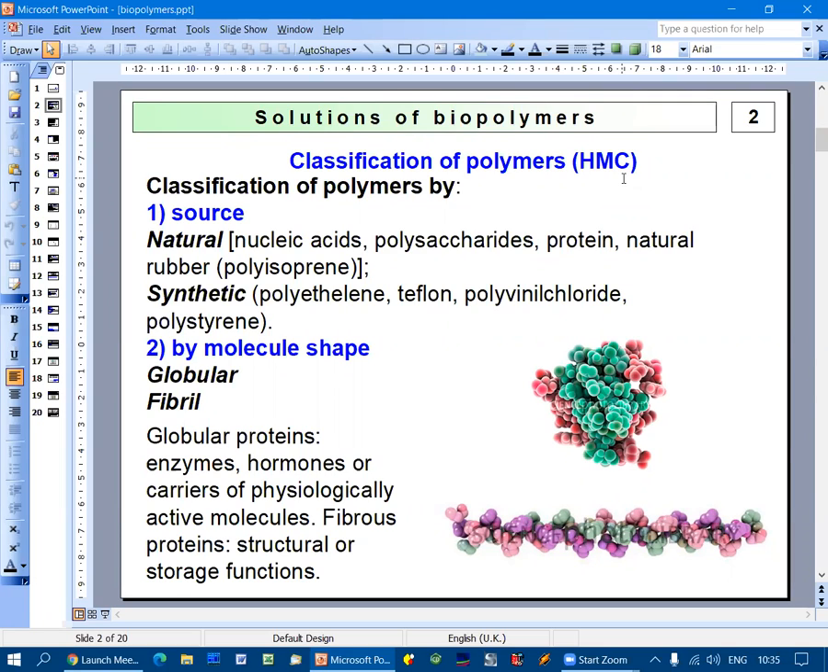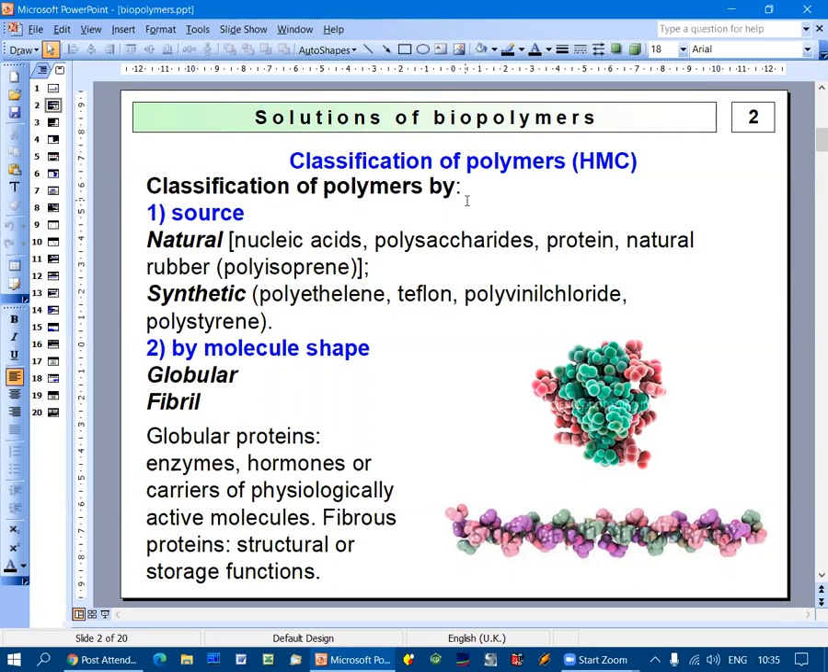The size of macromolecules is hundreds or thousands times greater than that of ordinary molecules. And the most important polymers, and they are natural polymers in the organism, are proteins, polysaccharides, and nucleic acids. But we will speak mainly about proteins.